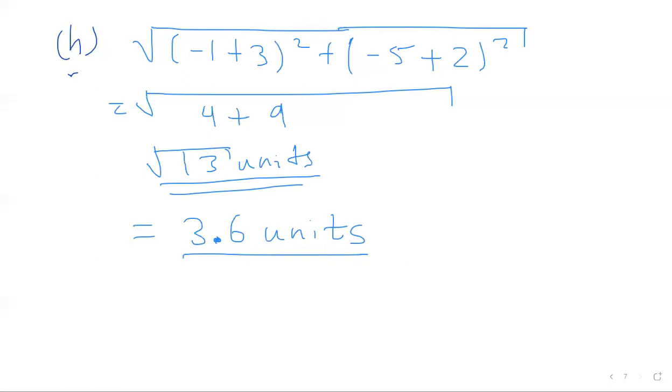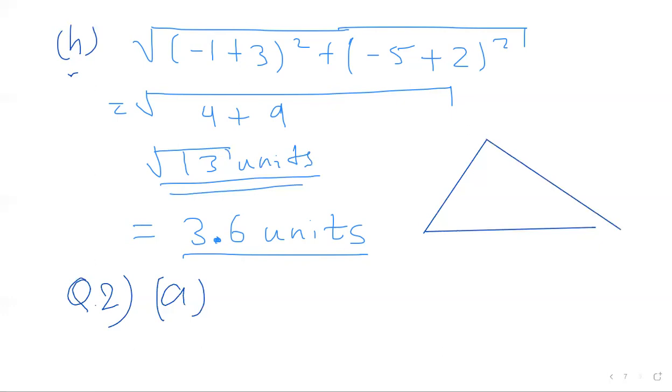Now, question number 2 will be to calculate the length of the sides of the triangle PQR. So, A part. This is PQR. PQR is a triangle. The coordinates are given 3, 11.